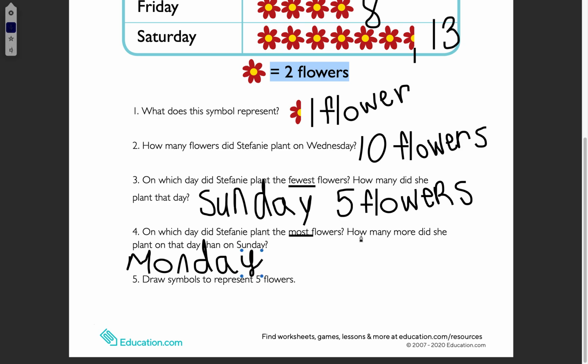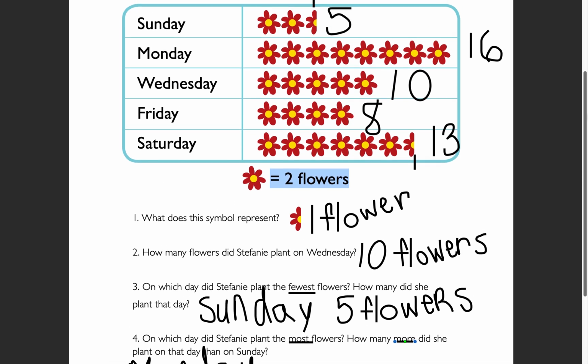Okay, question number 2. How many more did she plant on that day than Sunday? Remember, we talked about, boys and girls, when graphing asks you a question about more or least, they're asking you to do a math, like a plus or minus. So when we read that, we have to train our brains to go ding, ding, ding. We have to do a math problem. We're doing some adding, we're doing some subtracting, one of each, or one of both, or just one.